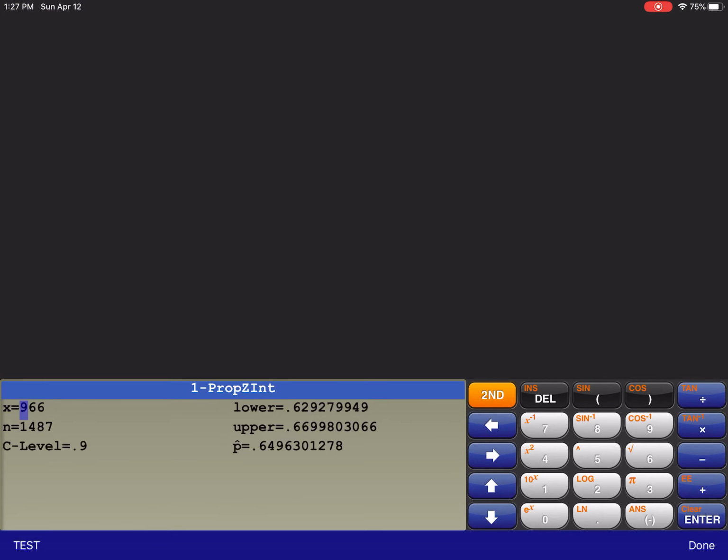So anyway, I can't clear this. On your calculator, it's going to be a little bit different, but getting there is the same thing. What you want to do is type in the x, that was 966 adults who said they have a Facebook. Then go down to the n, which is the sample size 1487. Then type in the confidence level, which in this case is 90%. Once you enter all the information, you click enter or calculate.